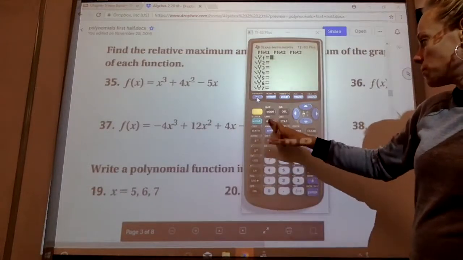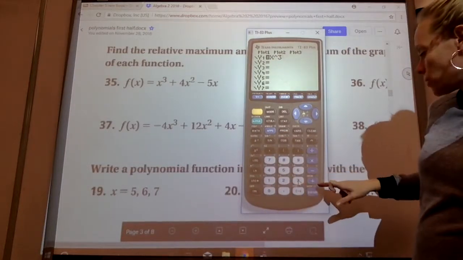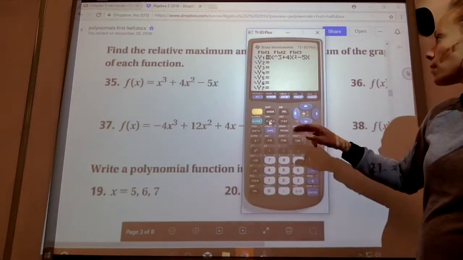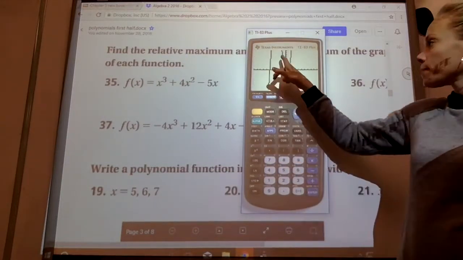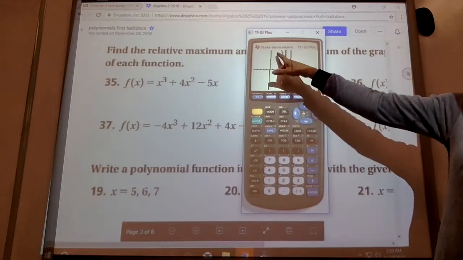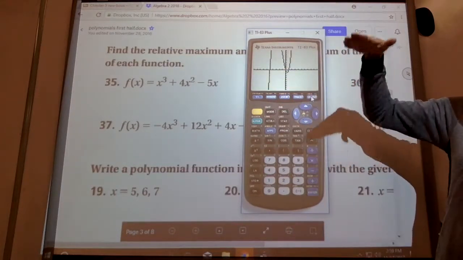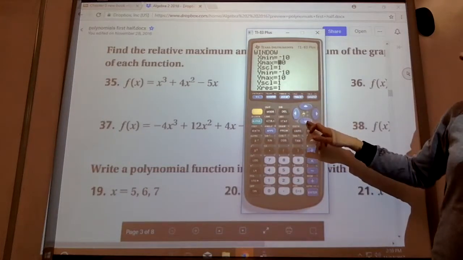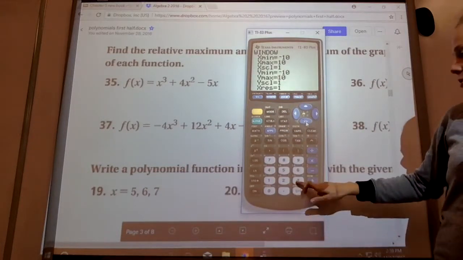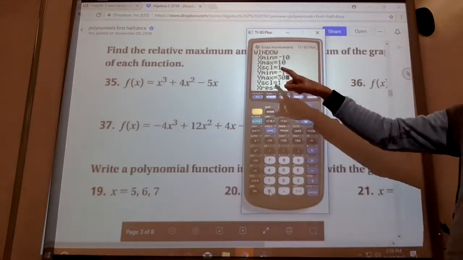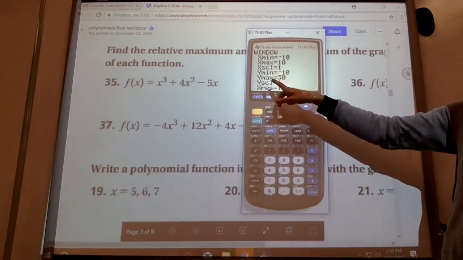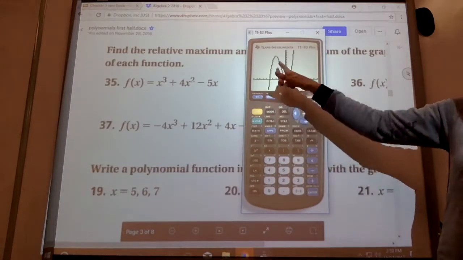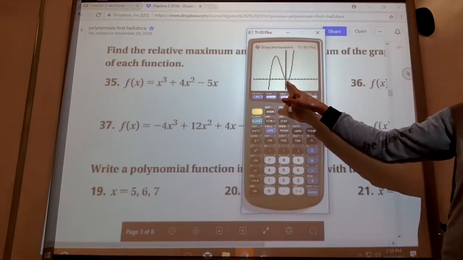So x cubed plus 4x squared minus 5x, and then graph. Okay. I can see the min, but I can't see the max. That means I have to make my y higher. So I go to my window, and I'm going to make my y max 30. So my x's are going from -10 to 10. My y's are going from -10 to 30. And then when I graph, I can see both the max and the min.